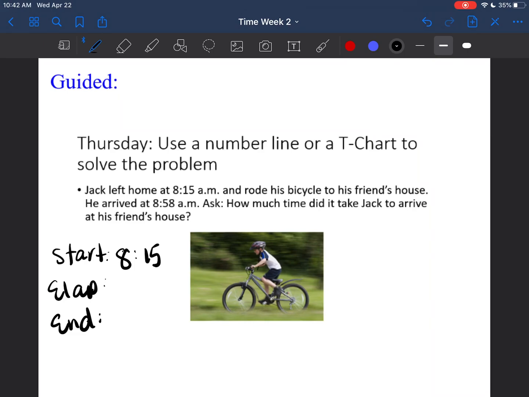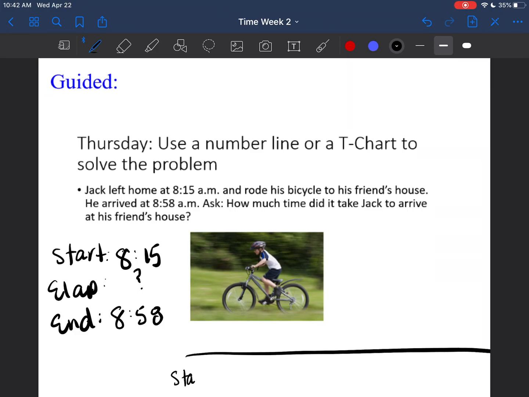Jack rode his bicycle to his friend's house. He arrived at 8:58. How much time does it take Jack to arrive at his friend's house? So we're again looking for that elapsed. I'm going to start off by drawing my number line. Start time on the left, which is 8:15. End time on the right, which is 8:58.